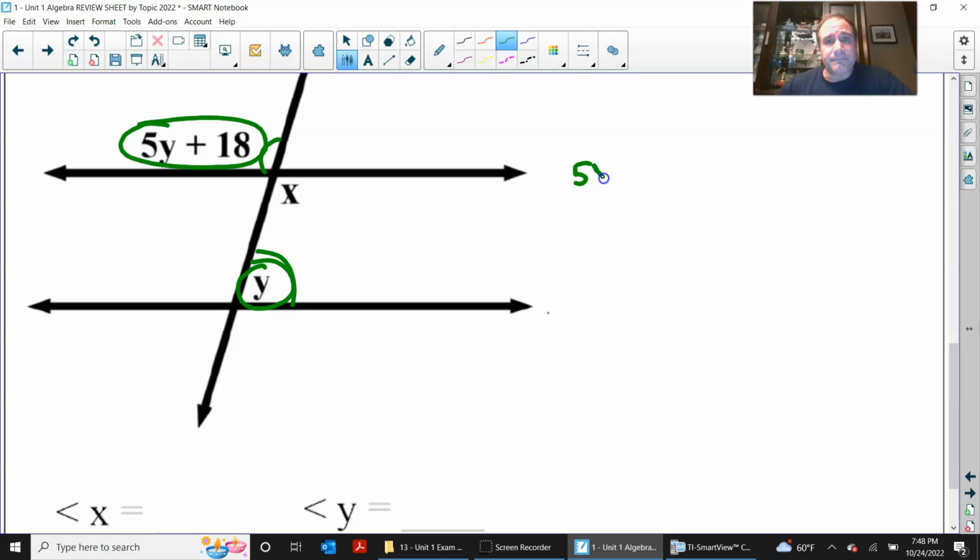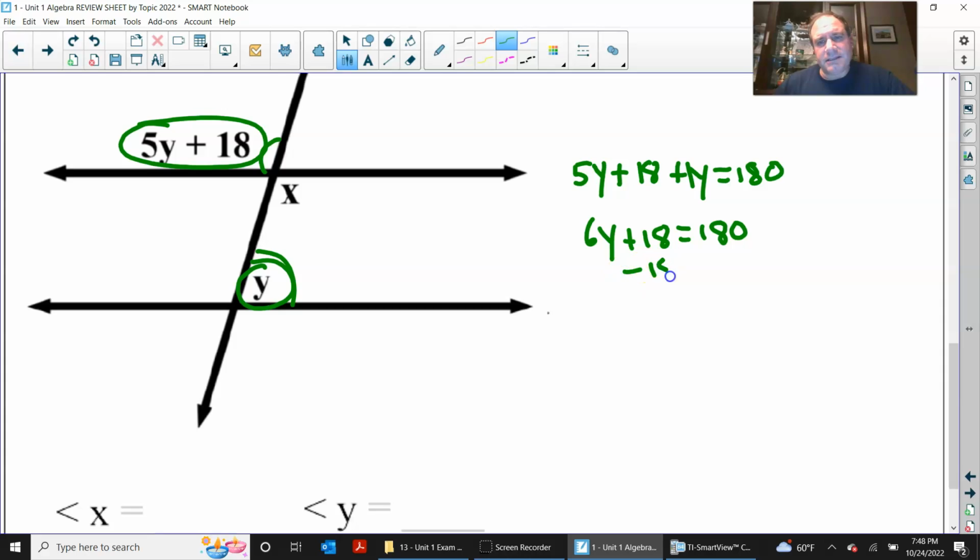But what you can do is add them and set them equal to 180. That's exactly what you would do. They are supplementary angles: two or more angles that add up to 180 degrees are supplementary. Just remember, this is a 1y, so 5y plus 1y is 6y. Then you would subtract 18 on both sides.